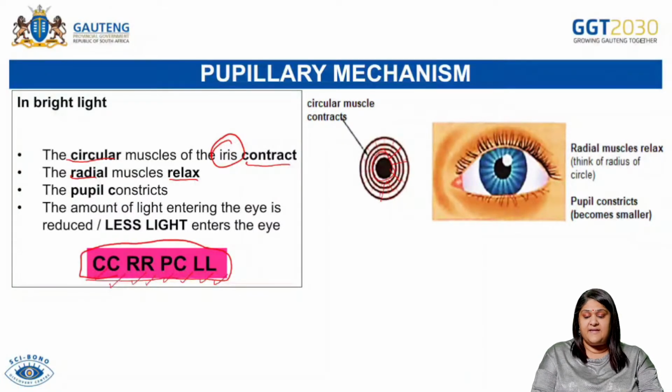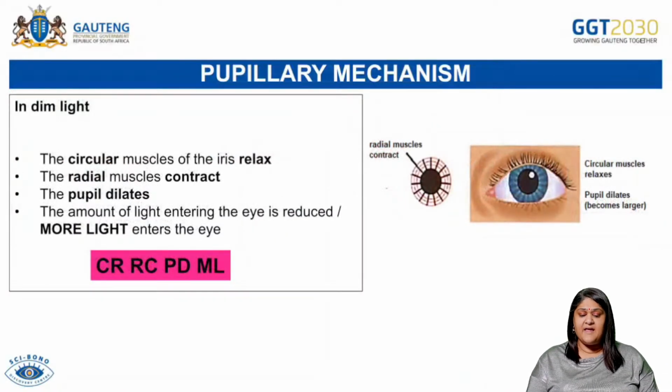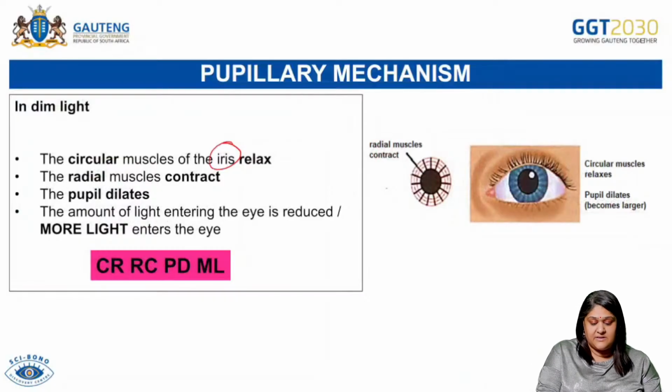Perfect, right? Now, another way to help you remember this is that you can learn bright light, and then if you are asked dim light, you should know that dim light is the opposite of what happens in bright light. So let's have a look at the dim light one. In dim light, the circular muscles of the iris relax. I'm also highlighting iris there to remind you. The radial muscles contract, the pupil dilates, and more light enters the eye. Let's once again look at our little thing over here. We have the circular muscles relax, the radial muscles contract, the pupil dilates, and more light enters the eye.